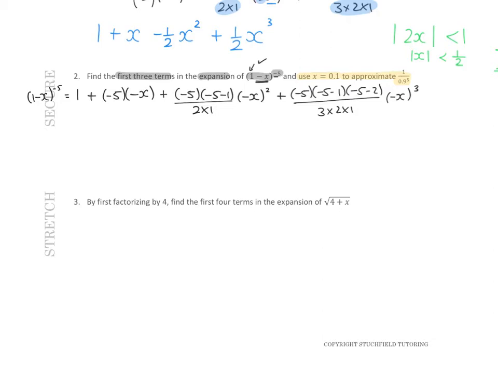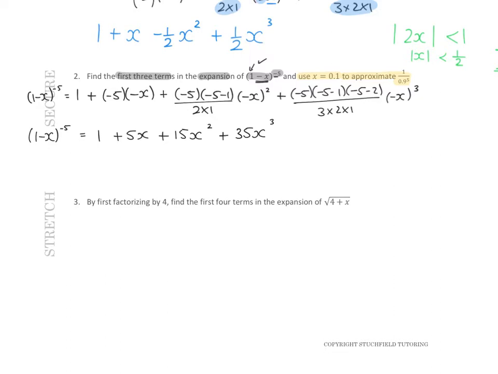So what we are going to do here is simplify. I'm going to put all of that in my calculator. So that is going to give me 1 minus x to the minus 5 equals 1 plus 5x plus 15x squared plus 35x cubed. And that is my expansion.